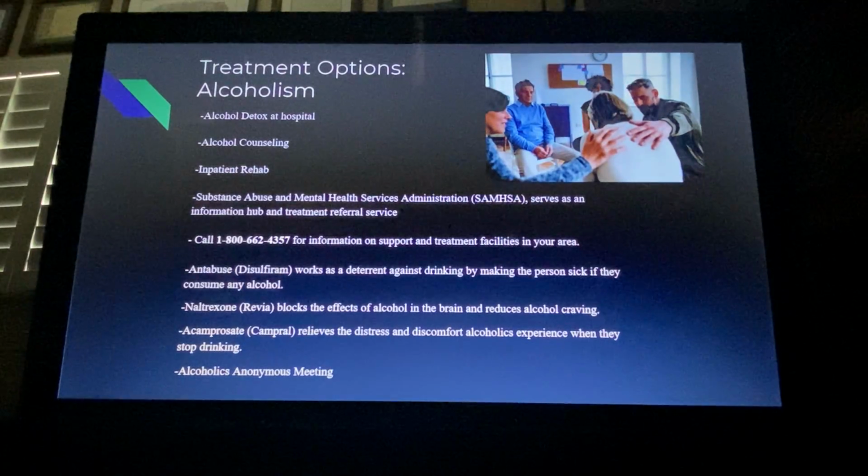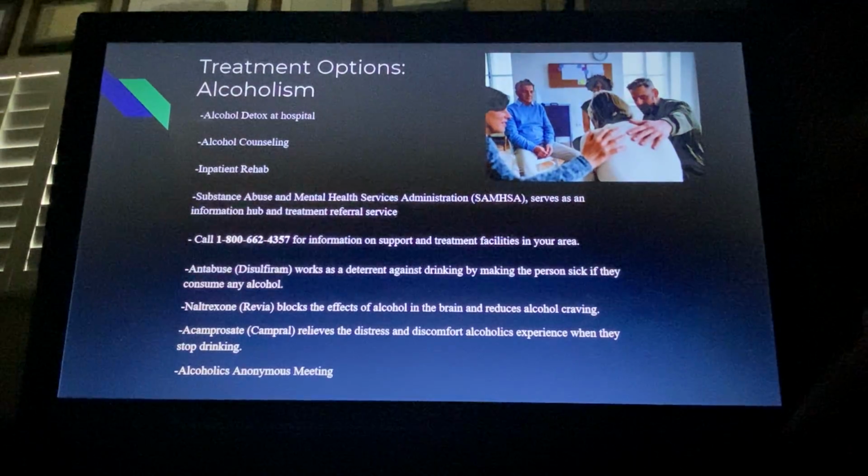Acamprosate or Campral relieves the distress and discomfort alcoholics experience when they stop drinking. So when you're trying to quit, this could be of use because people generally go back to it if they don't like the feeling without it. And also there's different support groups like Alcoholics Anonymous meetings that you can go to where people will help you and they've gone through the same experience and they can share their stories.